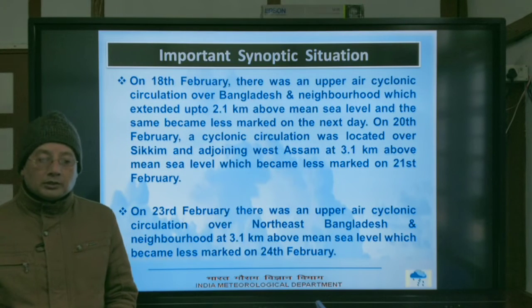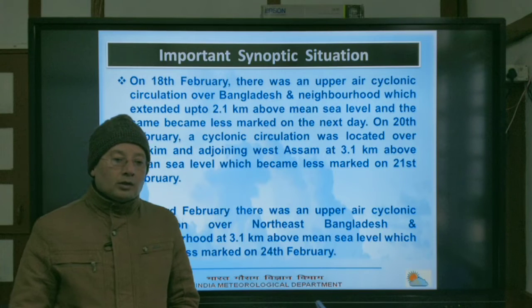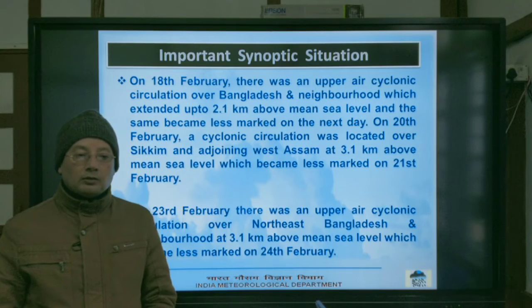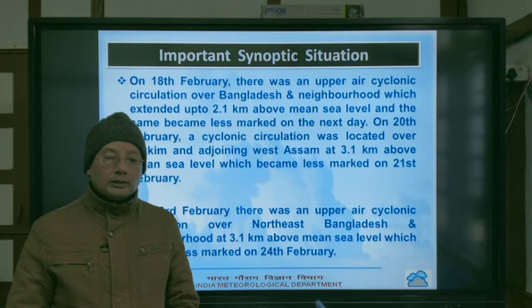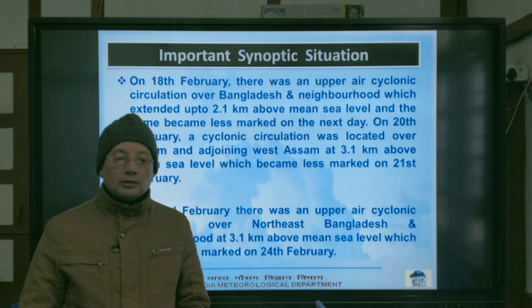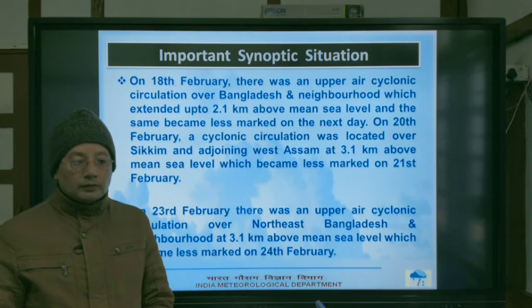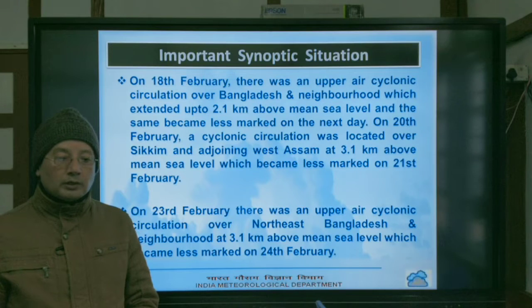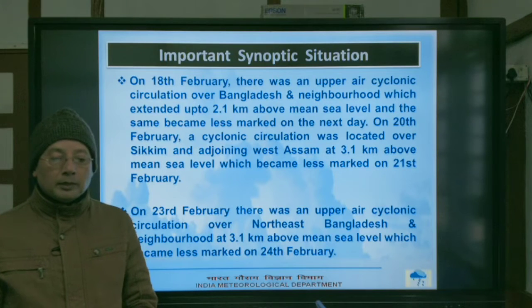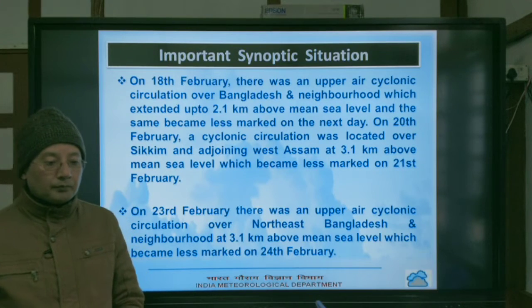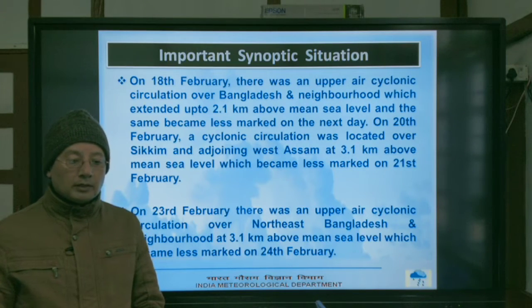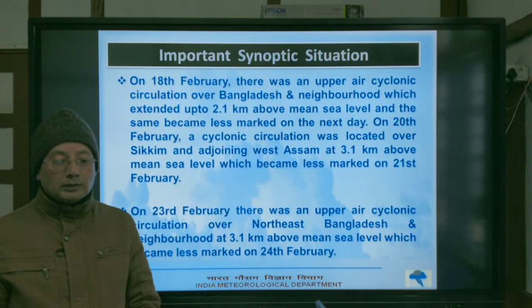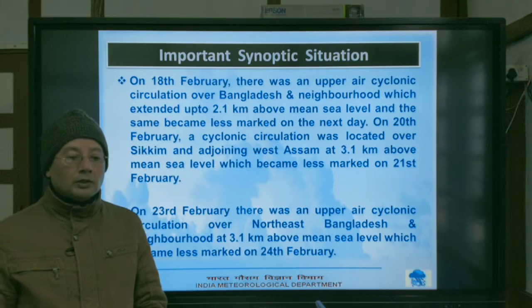So important synoptic situation observed during last week. On 18 February, there was an upper air cyclonic circulation over Bangladesh and neighborhood, which extended up to 2.1 km above mean sea level, and the same became less marked on the next day. On 20th February, a cyclonic circulation was located over Sikkim and adjoining West Assam at 3.1 km above mean sea level, which became less marked on 21st February. Again on 23rd February, there was an upper air cyclonic circulation over northeast Bangladesh and neighborhood at 3.1 km above mean sea level, which became less marked on 24th February.